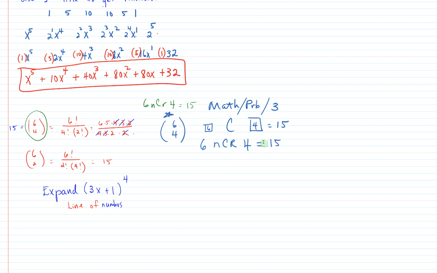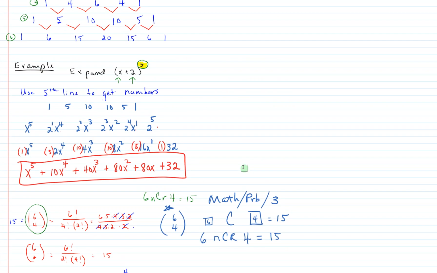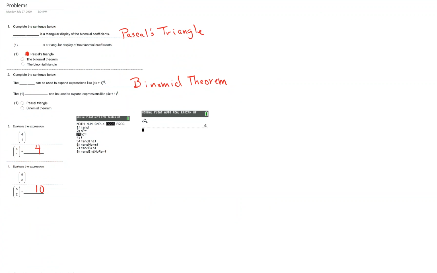So you would have this on your calculator. If you have the older TI-83, it would still equal 15. So let's go look at the problems and see what they look like. We just have 7, and the first 2 are vocabulary.